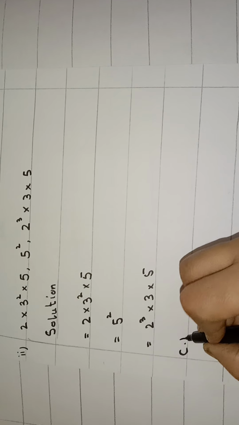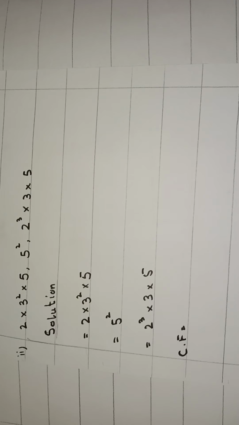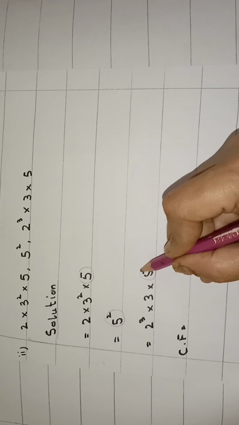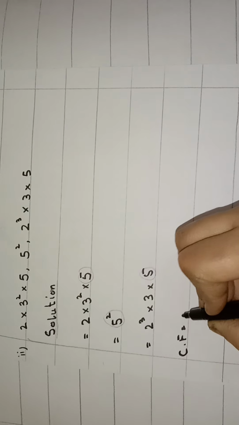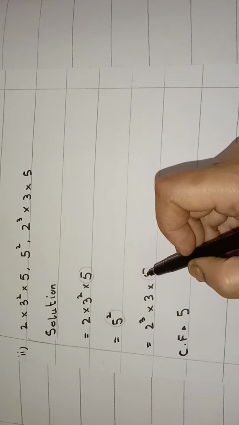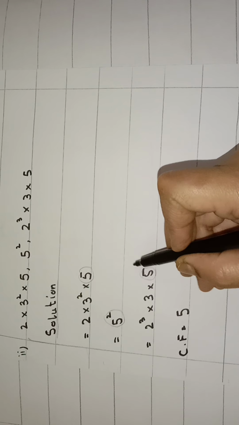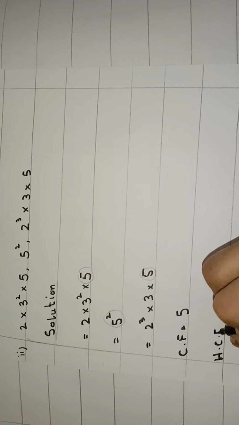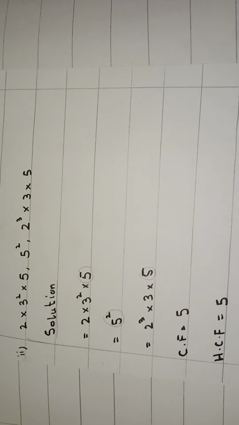Okay, the common factor is 5. You can see that 5 is present in all the terms, and the lowest power is 5 power 1, since 5 power 2 is greater. So the highest common factor is equal to 5. Easy, na? So 5 is our HCF. That's all. Question number 3 has two parts. Let's move on to question number 4.